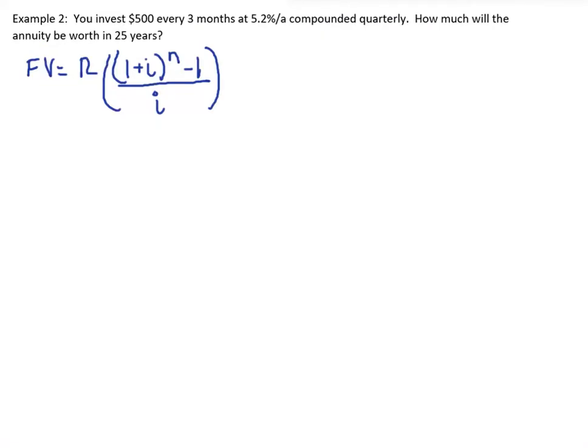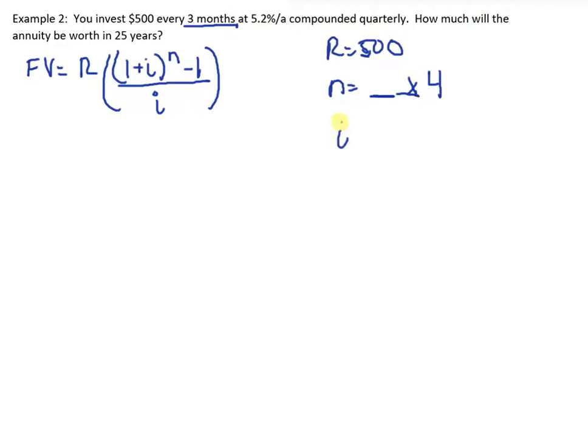Okay, so question number 2. You invest $500 every 3 months. Okay, so we know that the R, you're investing $500 and it's every 3 months. So that's going to be the start of our, it's going to be whatever our number of years multiplied by 4, because every 3 months is actually 4 times a year.